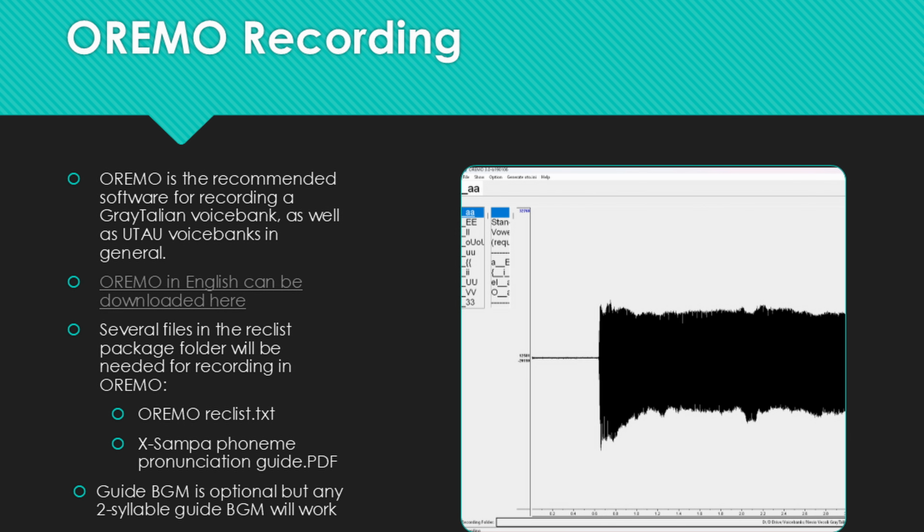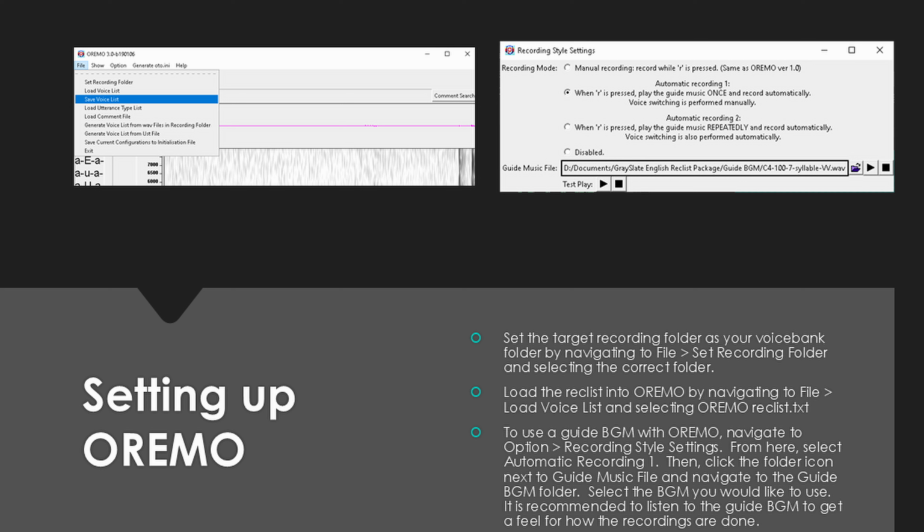For ease in recording, I recommend using OREMO. I've included an OREMO reclist in the reclist package. To record Greytalion in OREMO, open the program, choose File, Set Recording Folder, and navigate to the folder you're recording in. Once the folder is loaded in, select File, Load Voice List. Navigate to OREMO reclist full.txt in the reclist package folder.